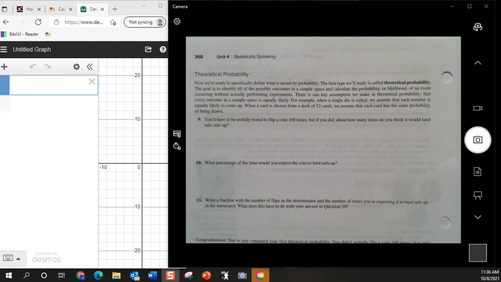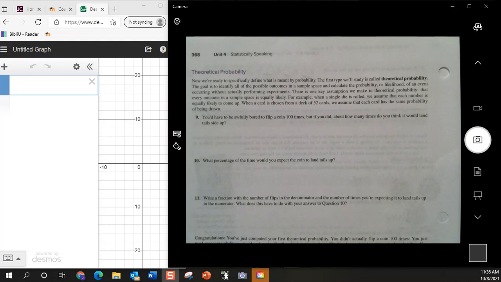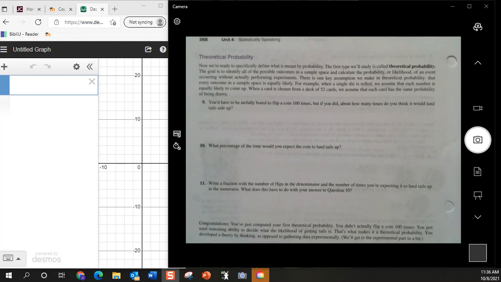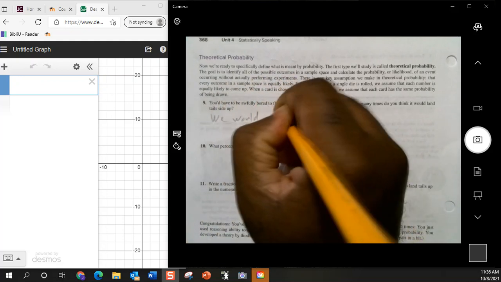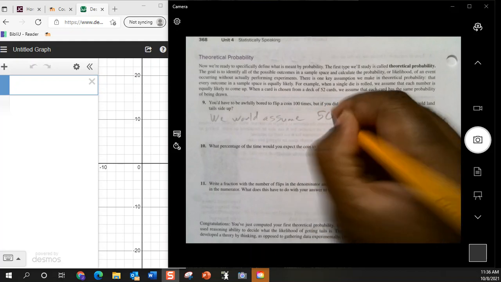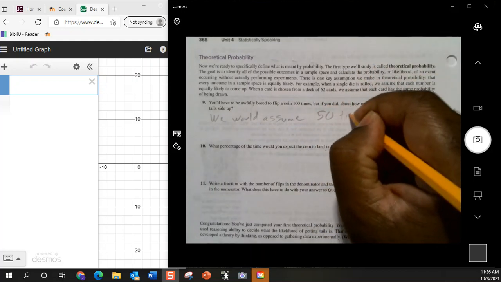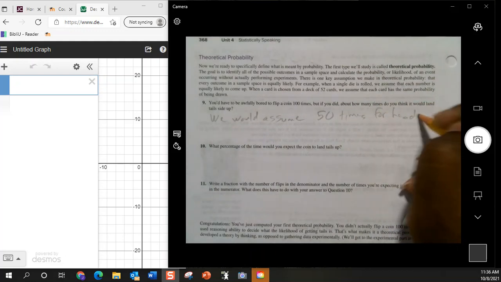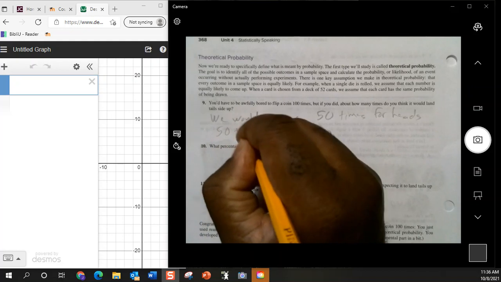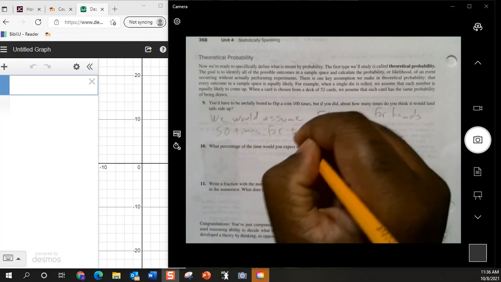Number 9, you'd have to be awfully bored to flip a coin 100 times. But if you did, about how many times do you think it would land tail side up? Now, of course, the answer is going to vary, but if this is a fair coin, we would assume 50 times for heads, 50 times for tails.